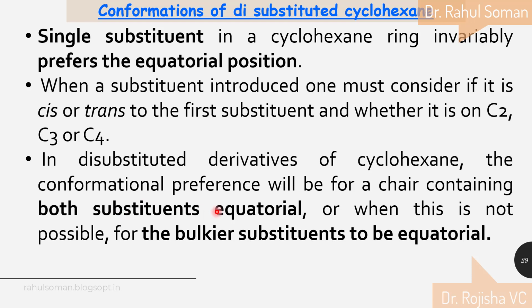If there are two substituents, the preferred conformation is the one in which the substituents are on... that we have already seen. The reason, we have also already seen. But if that is not possible, and we have a bulkier group, then that will prefer the equatorial position. So we can see detailed examples.